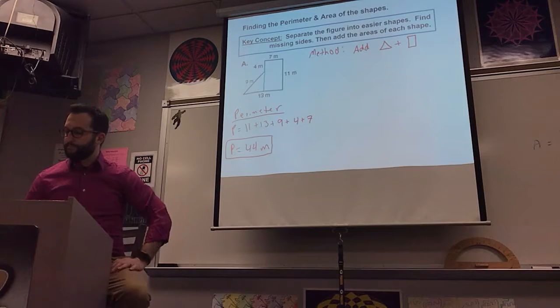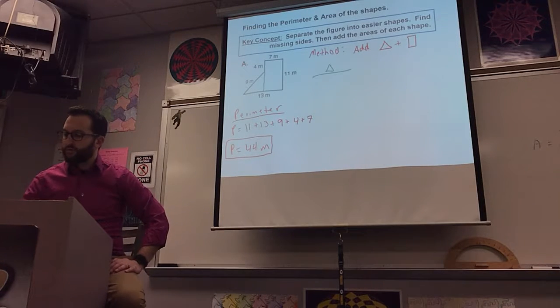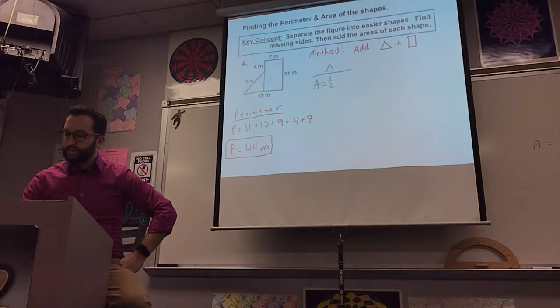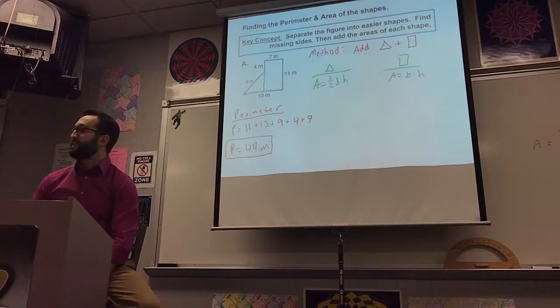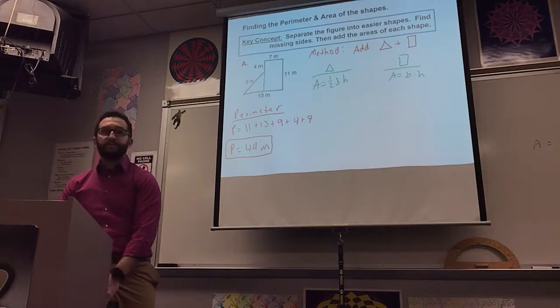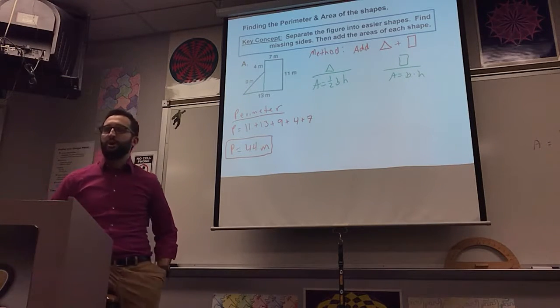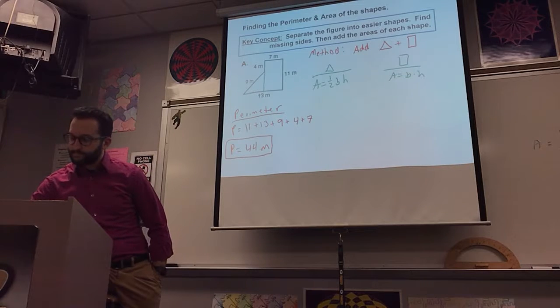You good to go on that? So we've got our triangle. Who remembers the area formula for a triangle? A equals one half base times height. And the area formula for a rectangle? Area equals base times height. Good. Now there are going to be different B's and different H's. That's why we're going to do them separately. So let's focus on the triangle first. Do we know the base or height? We don't know either of those.